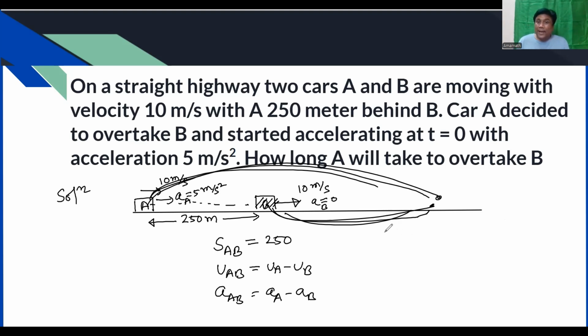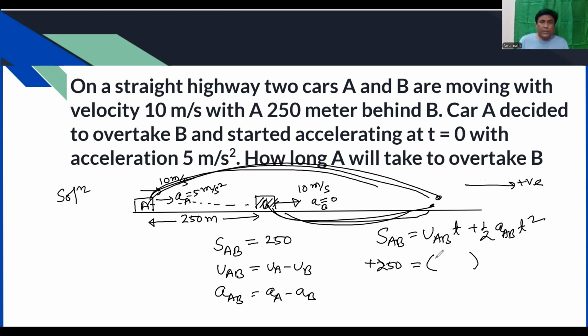So what do I apply? SAB is equal to UAB T plus half AAB T square. Displacement of A with respect to B. And remember, I am taking the right direction as positive. Right direction is positive. So 250, I am taking positive. 250 is equal to UA minus UB. What is UA? It is 10, initial velocity. What is UB? It is also 10 only. So 10 minus 10 will be 0 only. So what is AA? AA is 5. What is AB? It is 0, and it is T square.